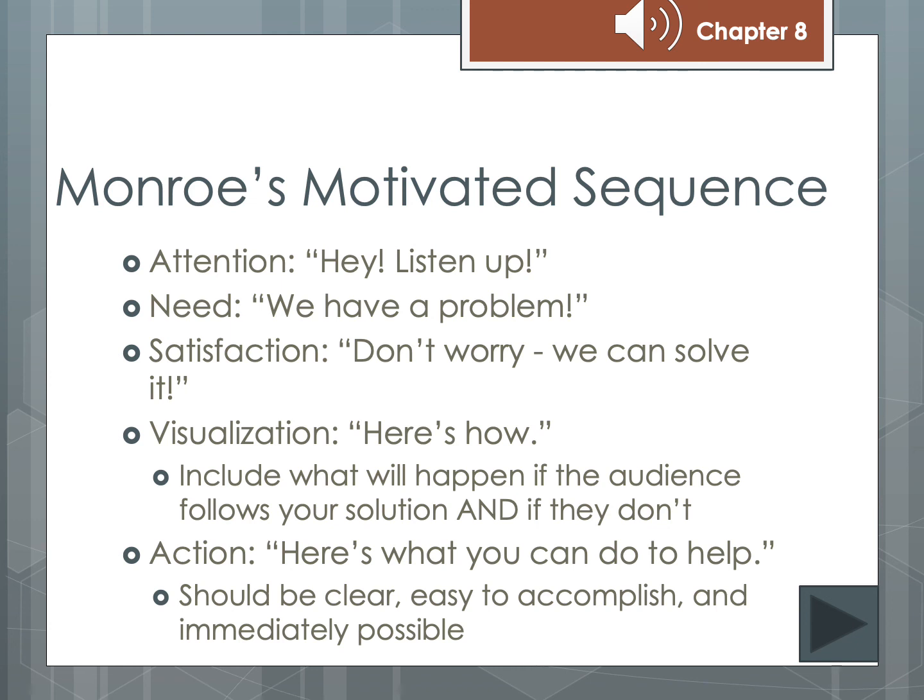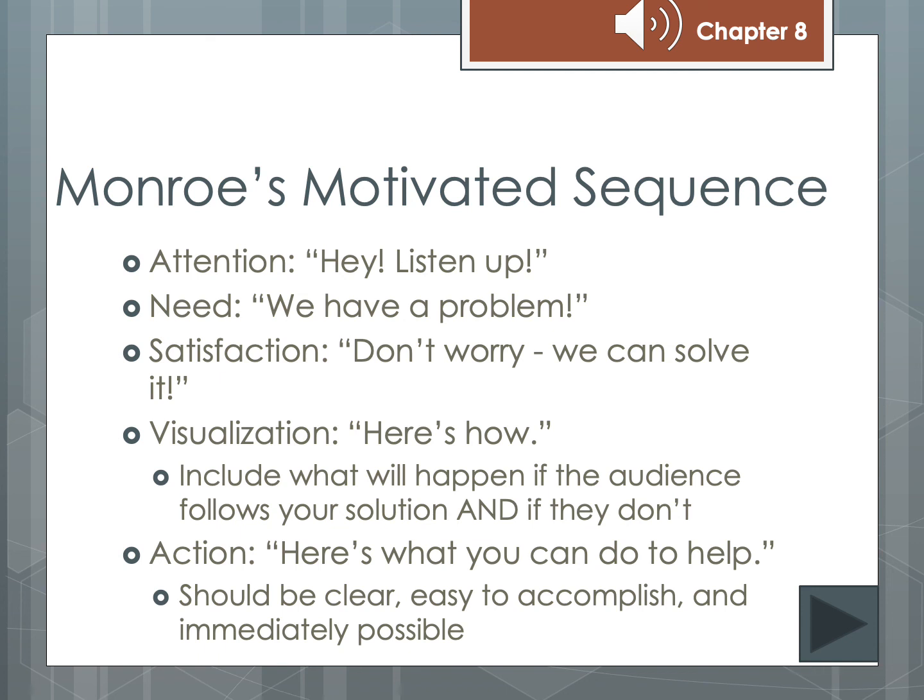The visualization step shows the audience your solution to solving the problem. You should include in this step what will happen if the audience follows your solution, as well as the ramifications if they don't. Be honest, but be careful not to overstate. It's unlikely that the world will end if they don't follow your solution. However, if your topic is, for example, recycling, and you're trying to convince us to stop using plastic straws, it is feasible to say that eliminating the use of plastic straws could save marine life.